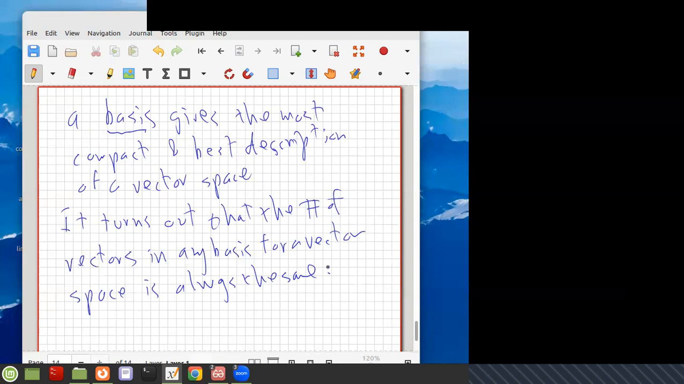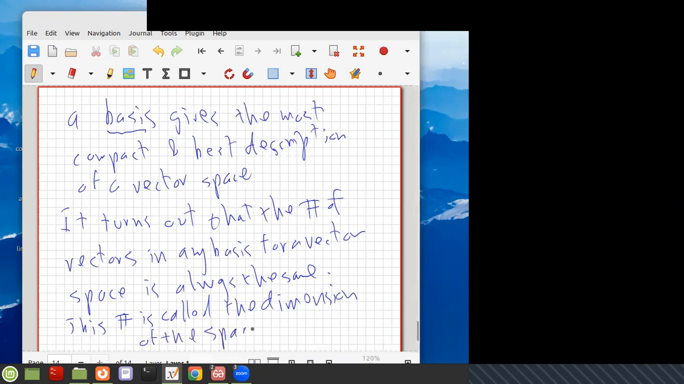If there's a basis with 3 vectors, you're never going to be able to find a basis with 2 or 4 vectors. So this number is called the dimension of the space. It characterizes the basis, but it's true for any basis, so it characterizes the space.